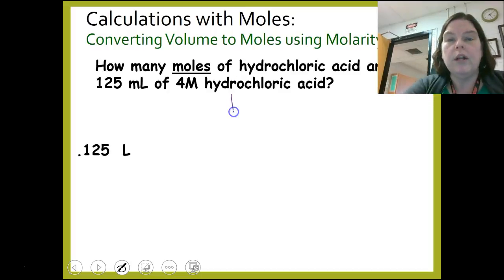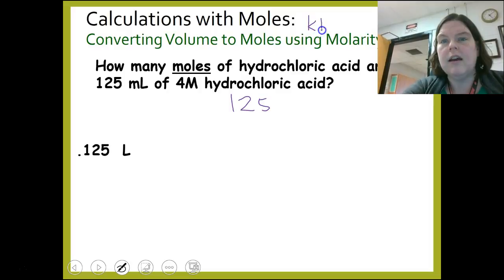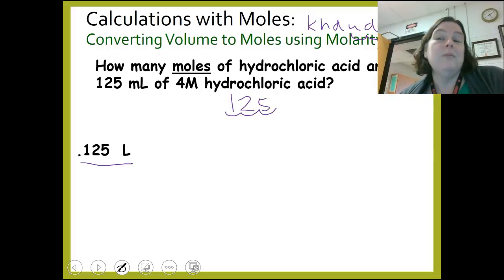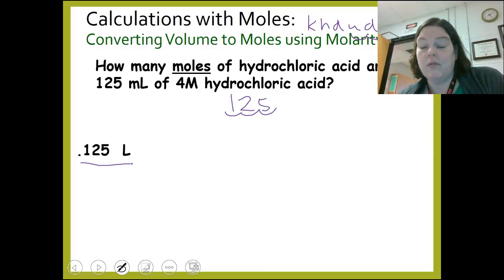Well, we take 125. We know kings have dungeons under dark castle moats. I'm at milli and I want to go to my liters, so I'm going 1, 2, 3 places. So I take my decimal point 1, 2, 3 places and I get 1.25 liters. So we have to go back to our conversion of the metric system. What are we looking for? We're looking for a number of moles of hydrochloric acid.